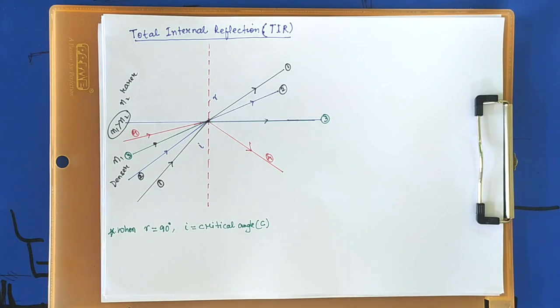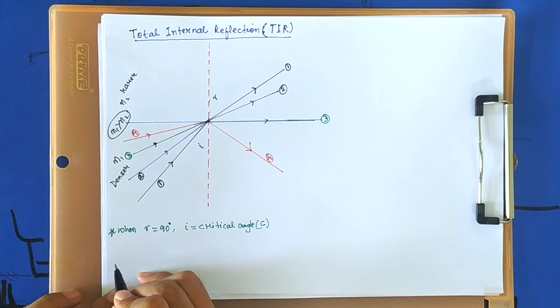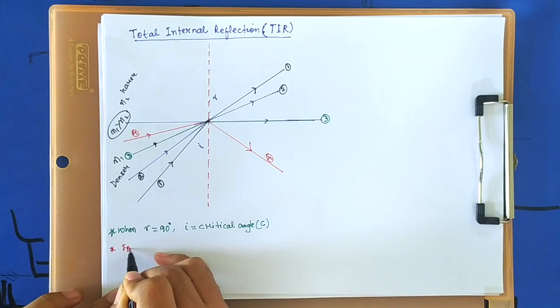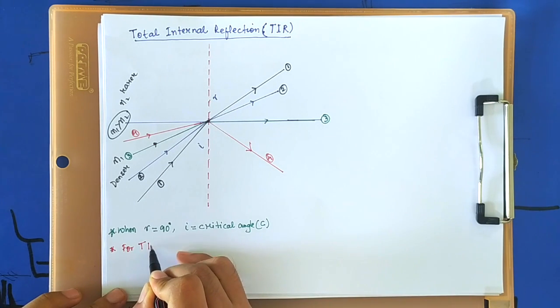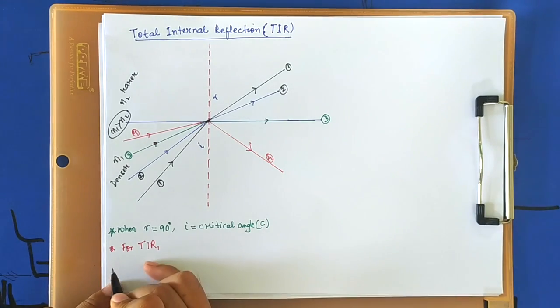Angle of incidence beyond the critical angle increases, there is no refraction, only reflection. The conditions for TIR, total internal reflection, number one.